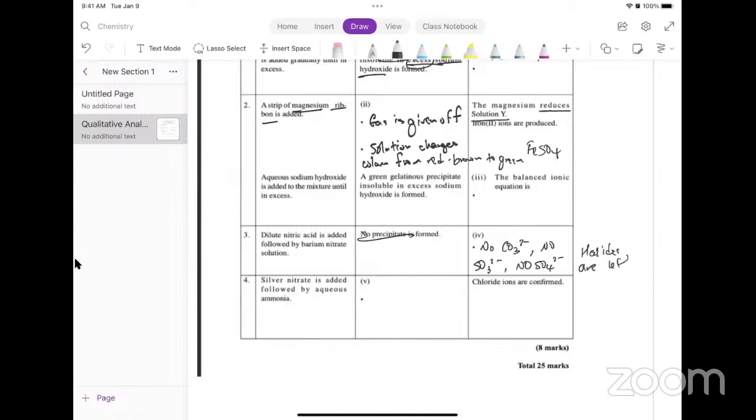So that's why we do the silver nitrate test followed by aqueous ammonia. So here we are doing the silver nitrate test followed by aqueous ammonia, testing for these. Now, because chloride ions are present, our test would say that a white precipitate forms, and therefore dissolves when NH3 is added.